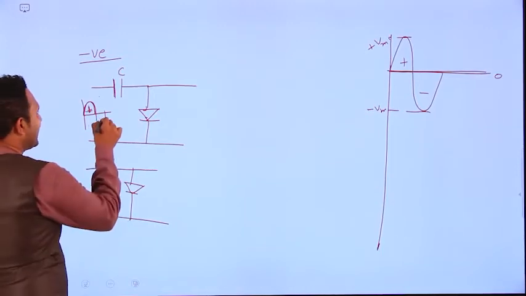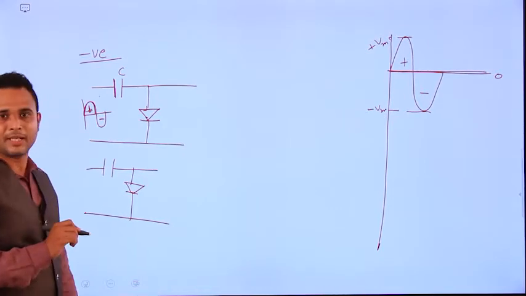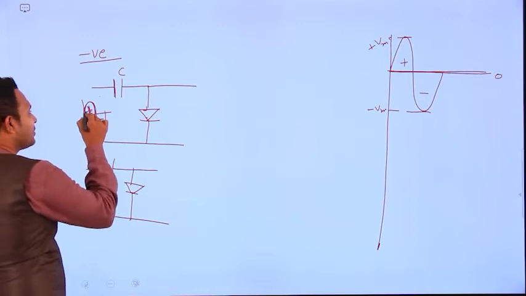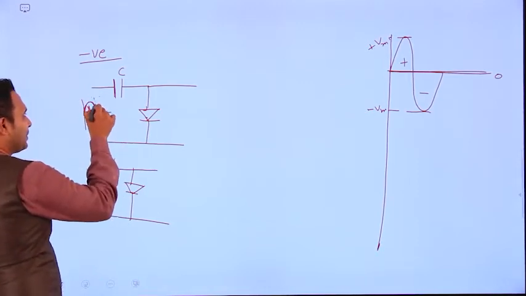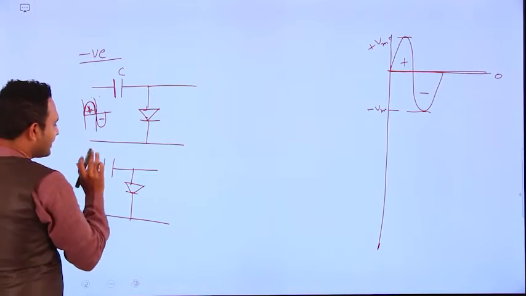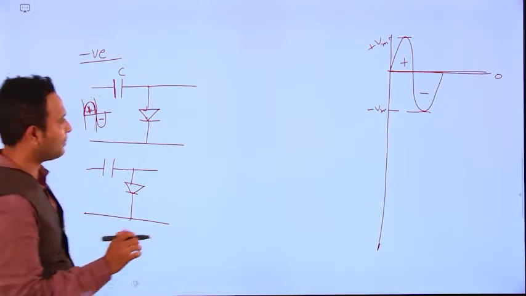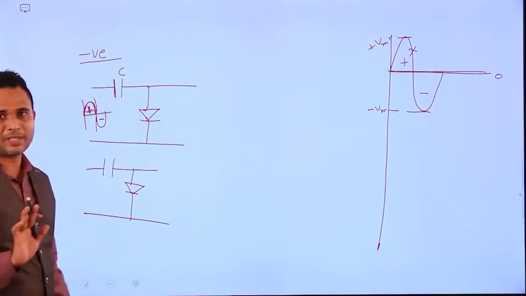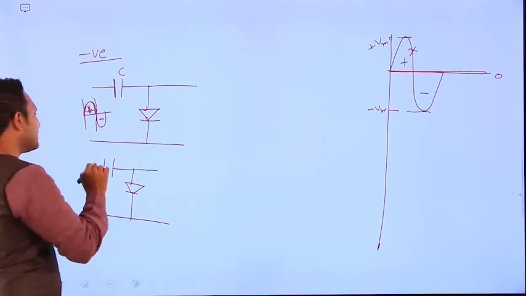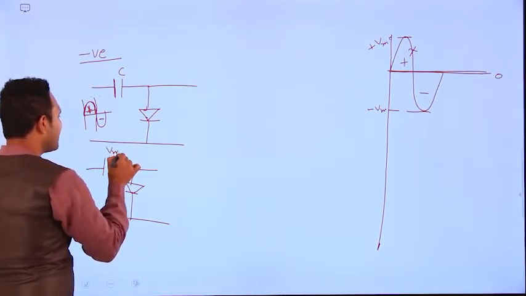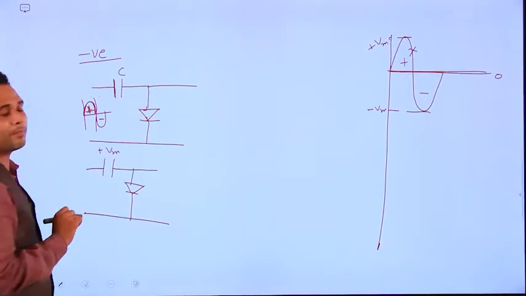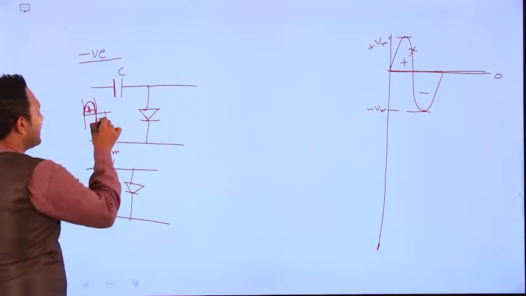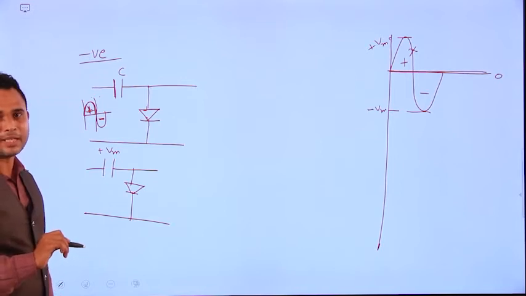What happens with the negative peak? For your interest, at the time of the first positive peak, only the capacitor charges. So the capacitor is charging up to maximum plus Vm. Then what happens with the negative peak?